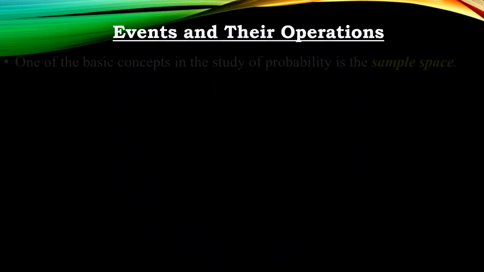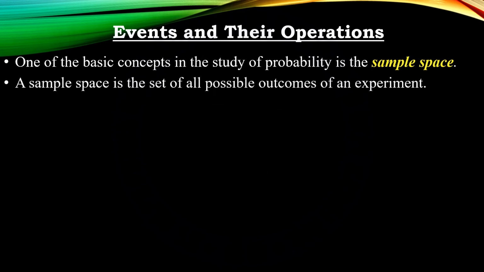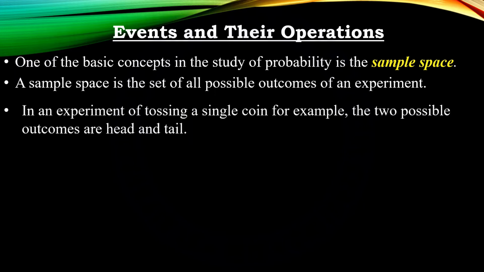One of the basic concepts in the study of probability is the sample space. A sample space is a set of all possible outcomes of an experiment. In an experiment of tossing a single coin, for example, the two possible outcomes are head and tail. So, the sample space is written in this form.